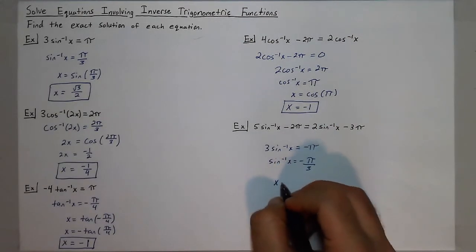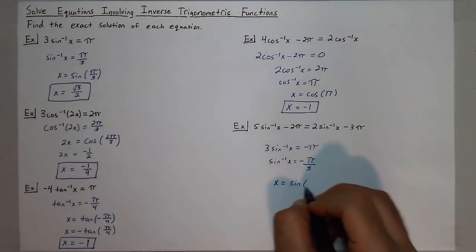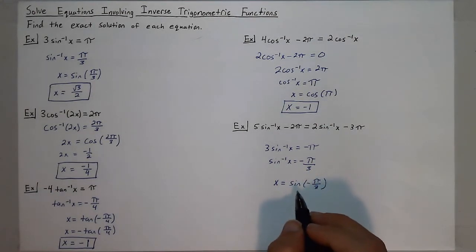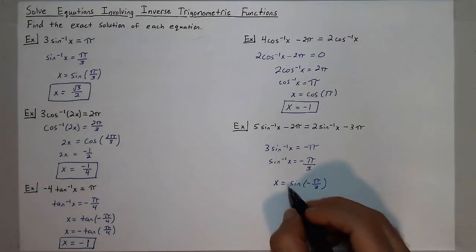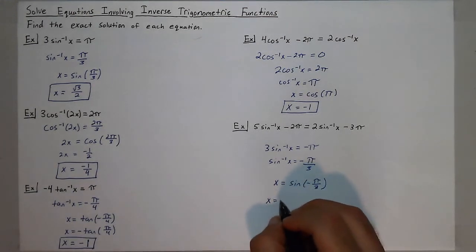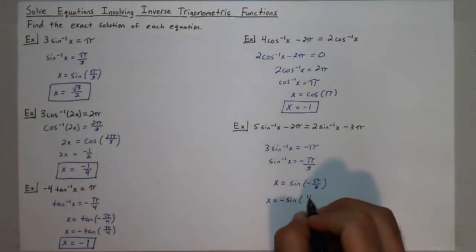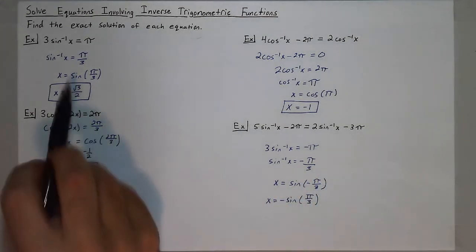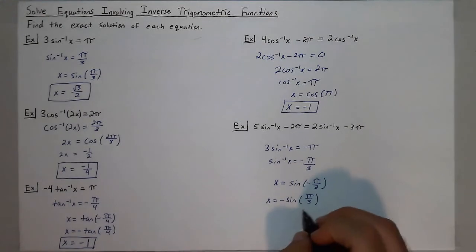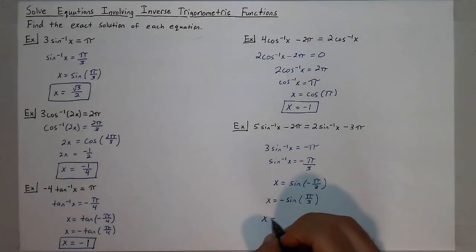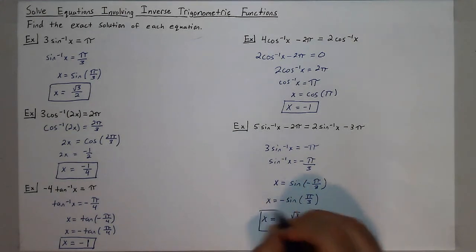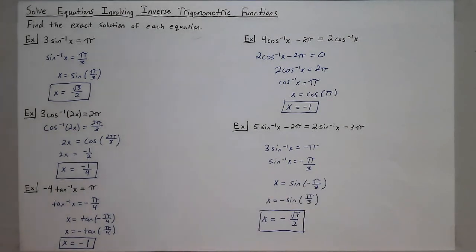And now I'll have x is equal to sine of negative pi over 3. Sine is an odd function, so I can move that negative to the outside of it, giving me negative sine of pi over 3. And sine of pi over 3, which we discussed earlier, is just the square root of 3 over 2. So this answer becomes negative square root of 3 over 2. And that is how you solve equations involving inverse trigonometric functions.